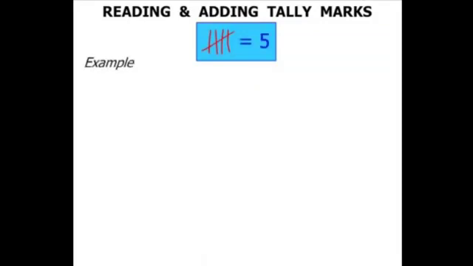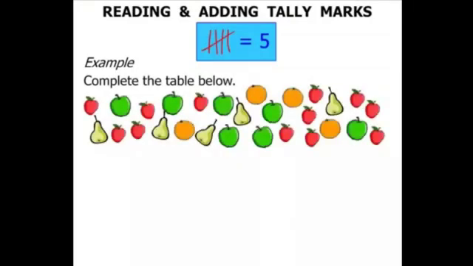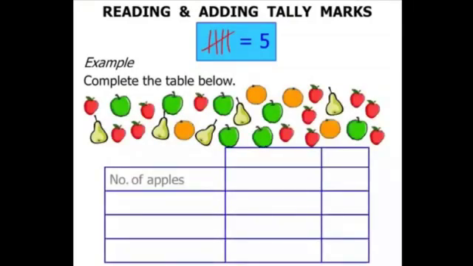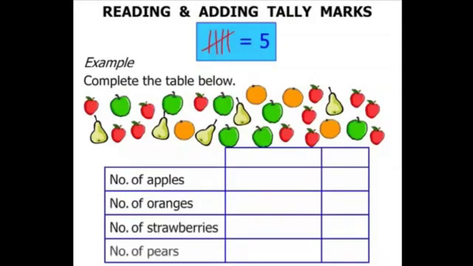Let's look at an example. We're asked to complete the table below. Lots of pieces of fruit there. And the table has the number of apples, number of oranges, number of strawberries, and number of pears. We're going to have a tally column, and then finally a column that indicates the total. So one by one. There's no real quick way of doing this.